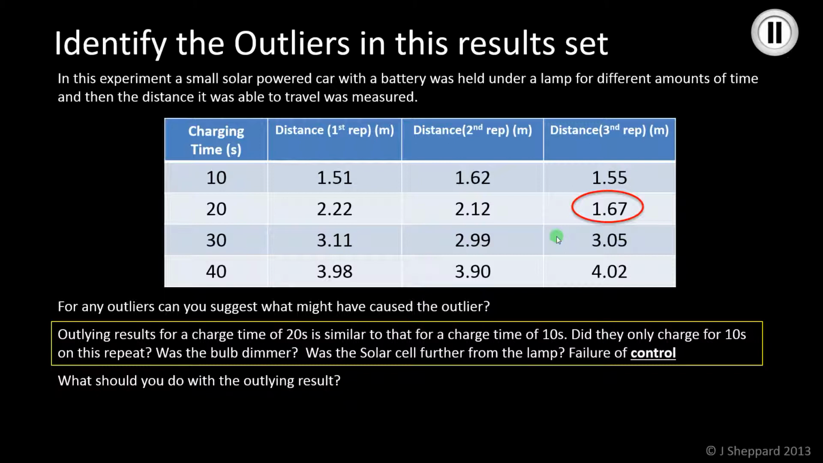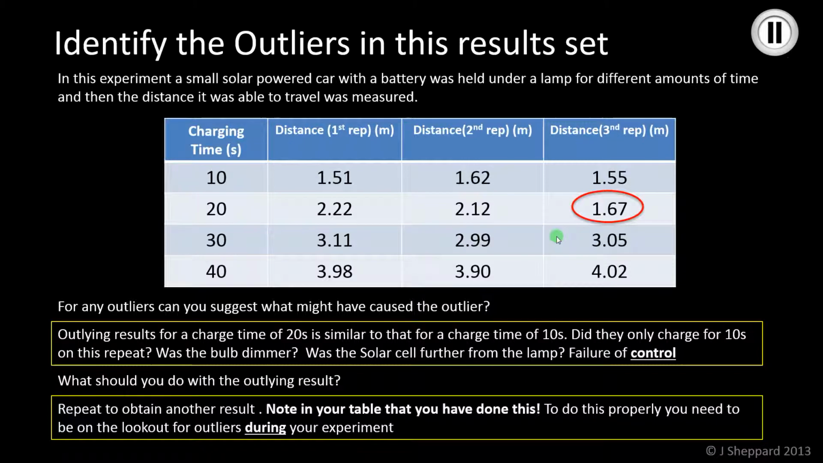Both of those last two things, note, are a failure to properly control things in your experiment, properly control other variables. We'll talk about this in the other videos, but remember you're trying to assess the effect of changing your independent variable, which in this case is charging time, on your dependent variable, which in this case is the distance that the little electric car was able to travel. And if you change other things, like the distance to the solar cell from the lamp and the brightness of the lamp, that will affect your results. So outliers can come from a failure of control.